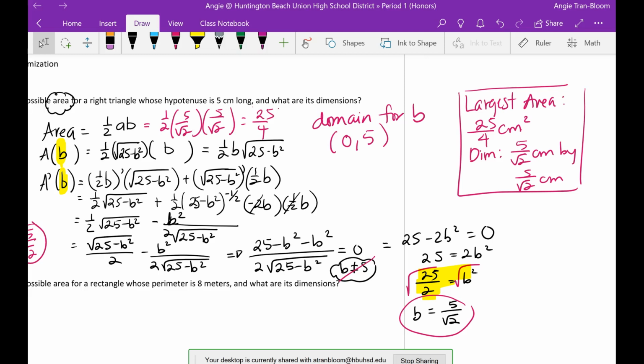Okay, why don't you talk to one another? And then we'll go over the answer together, okay? 4 meters squared. Don't forget dimensions as well. The largest possible, yeah. 2 meters.